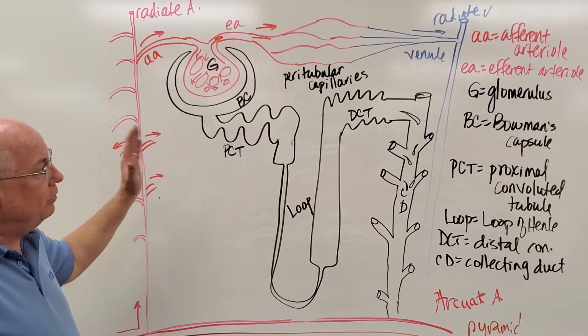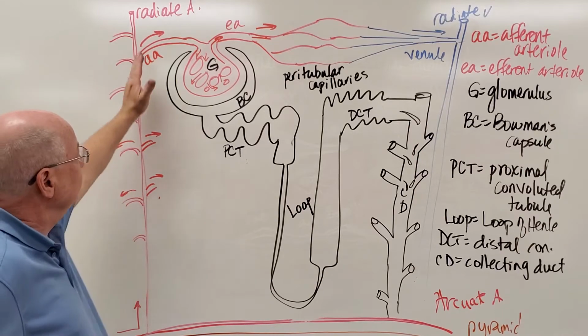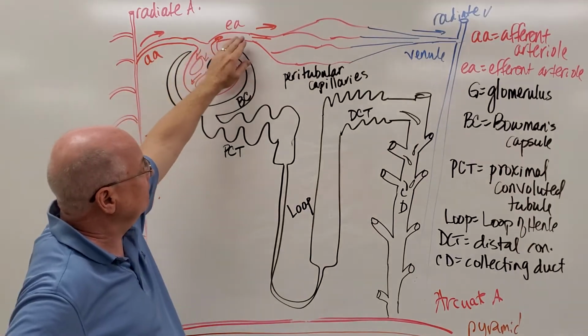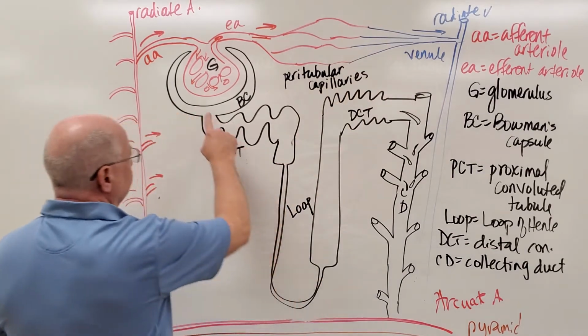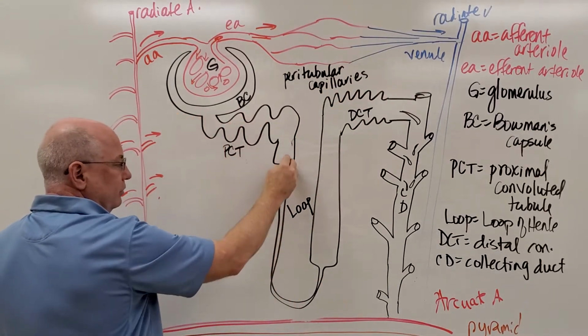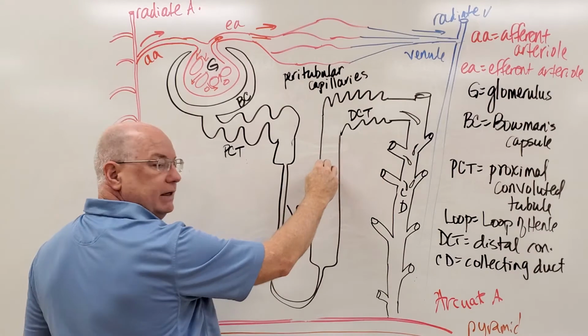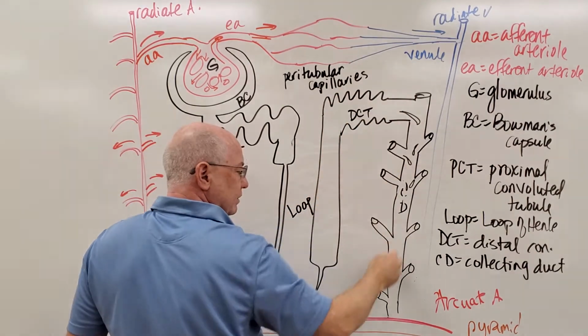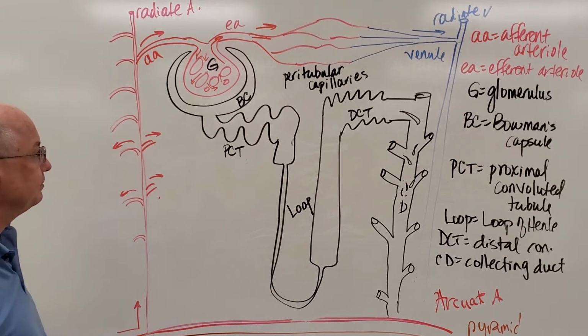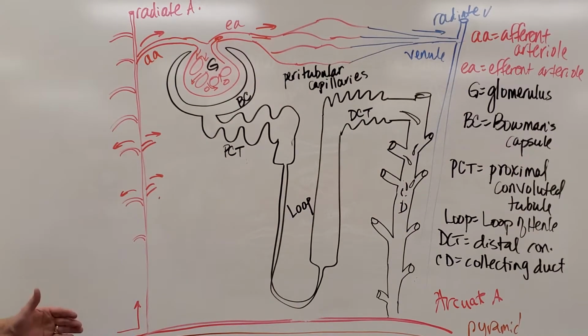So I hope you have all of those structures down. We have the afferent arteriole, the glomerulus, the efferent arteriole, the peritubular capillaries, and then we're going to have our Bowmans capsule, proximal convoluted tubule, the descending and ascending limbs of the loop of Henle, the distal convoluted tubule, the collecting duct.